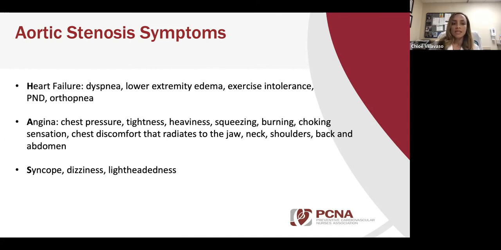A is for angina. Patients with aortic stenosis often have coronary artery disease, so we will see some of the same symptoms in our CAD and aortic stenosis patients, including chest pressure, chest tightness, heaviness, squeezing sensation in the chest, burning, choking sensation, and a chest discomfort that radiates to other parts of the body, like the neck, jaw, shoulder, back, and abdomen. S for syncope. Patients with aortic stenosis can have syncope, and it's often associated with exercise. They may also experience dizziness and lightheadedness.